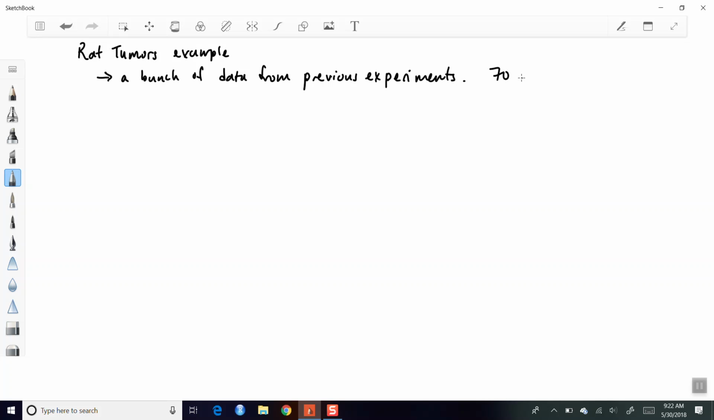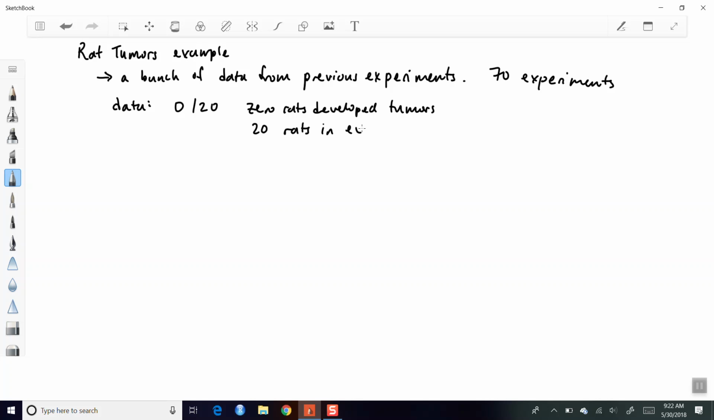Okay, so we actually have something on the order of 70 experiments. And the data is something like 0 out of 20, so 0 rats developed tumors, and there were 20 rats in the experiment. Okay, so we have stuff like that. Other experiments we had maybe 1 out of 18, maybe 4 out of 20, et cetera, et cetera, okay? 70 experiments total.